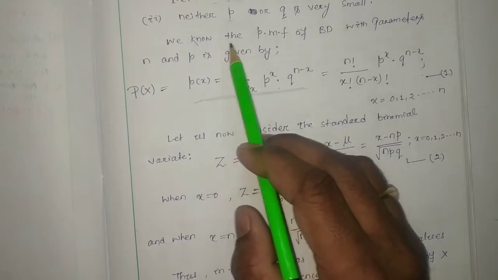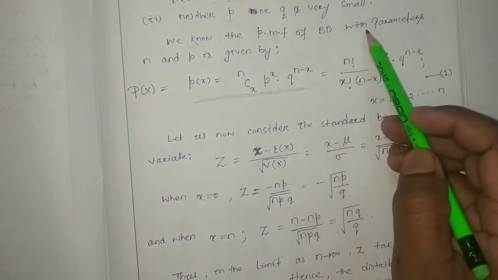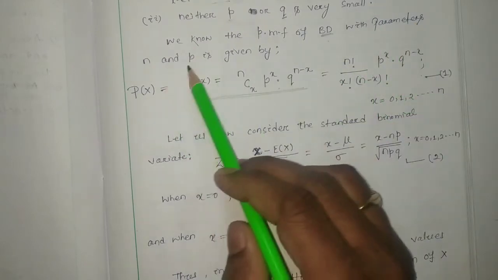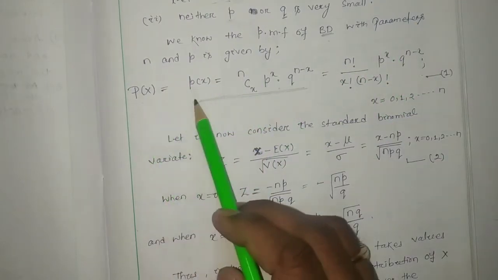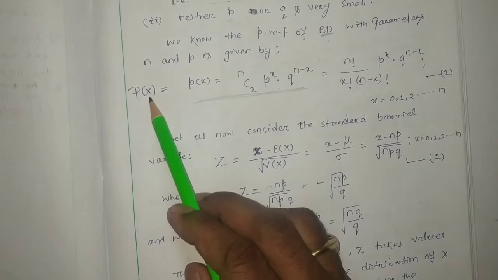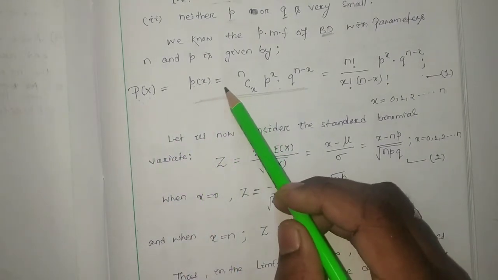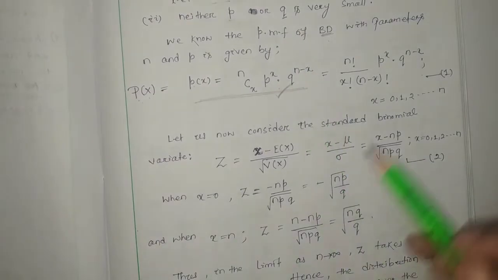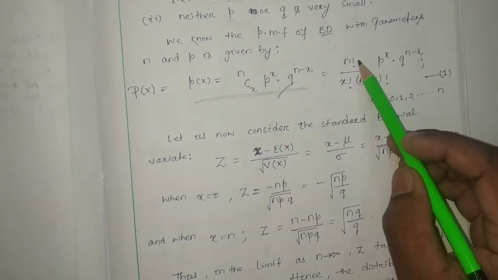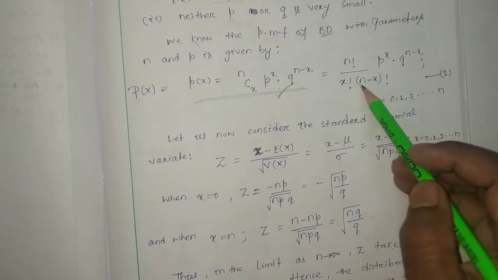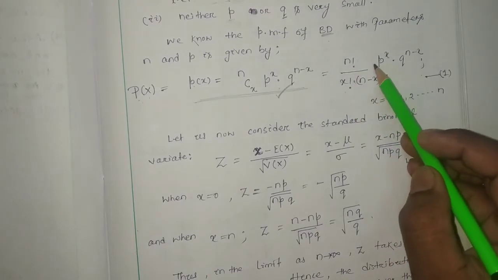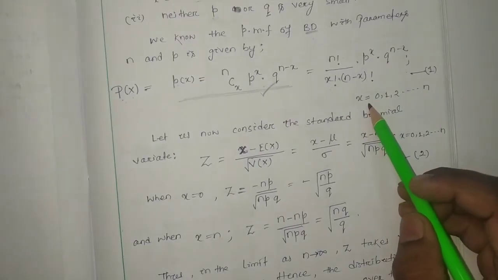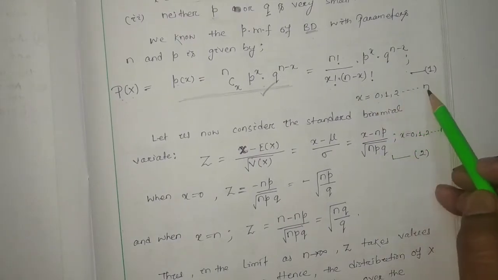We know the PMF of BD, binomial distribution, with parameters n and p is given by P(X = x) = nCx p to the power x into q to the power n minus x. We know very well that nCx can be written as n factorial by x factorial into n minus x factorial, into p to the power x into q to the power n minus x, and here x equals 0, 1, 2 and so on up to n.